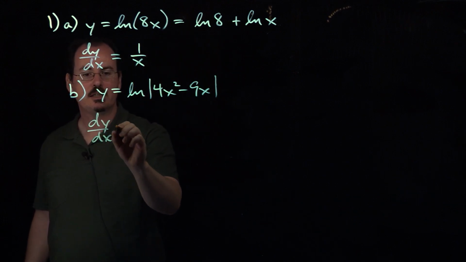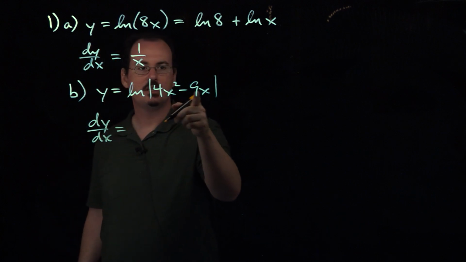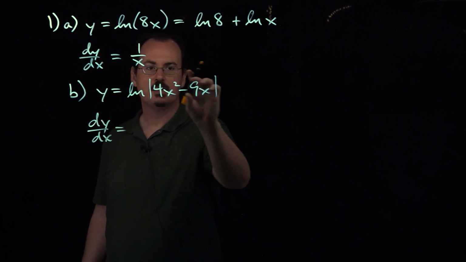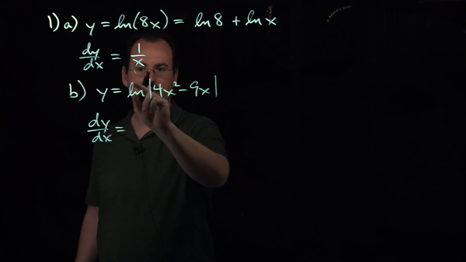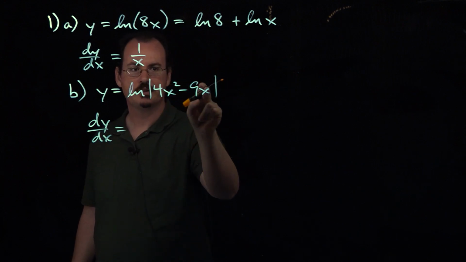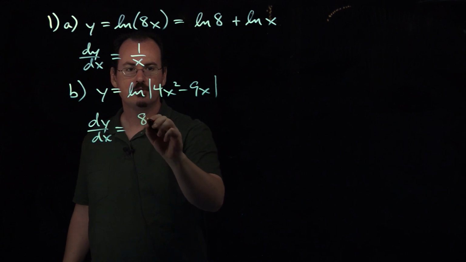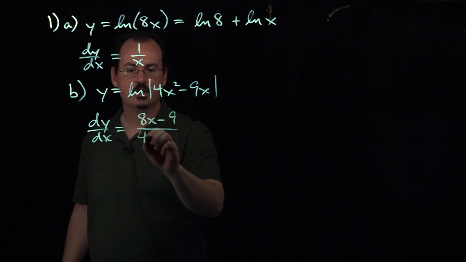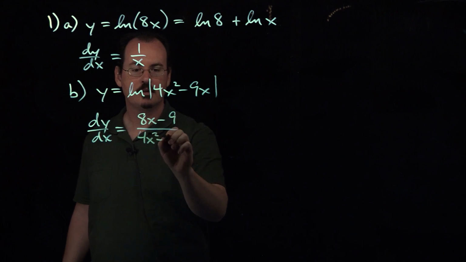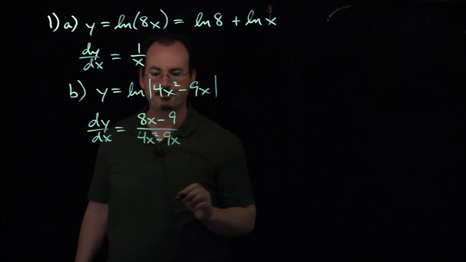So we're looking for dy dx here. Remember that we use the formula. This thing that's here is f of x. So the formula for the derivative of the natural log of a function is the derivative of this thing, which we get as 8x minus 9 divided by that thing. So 4x squared minus 9x.